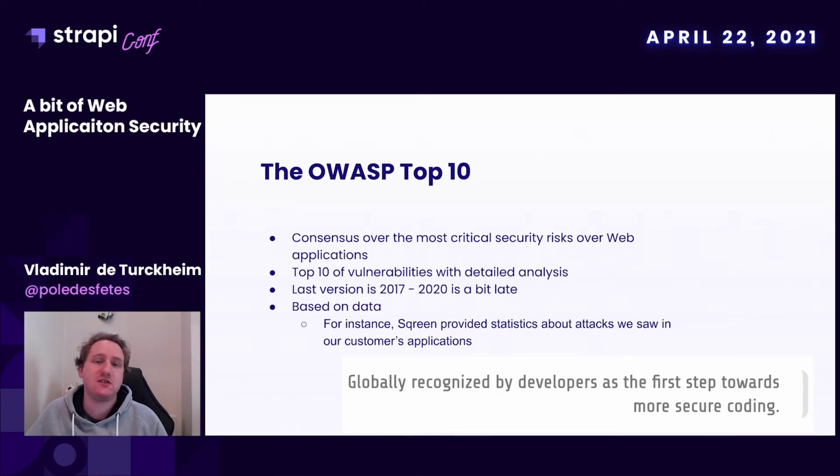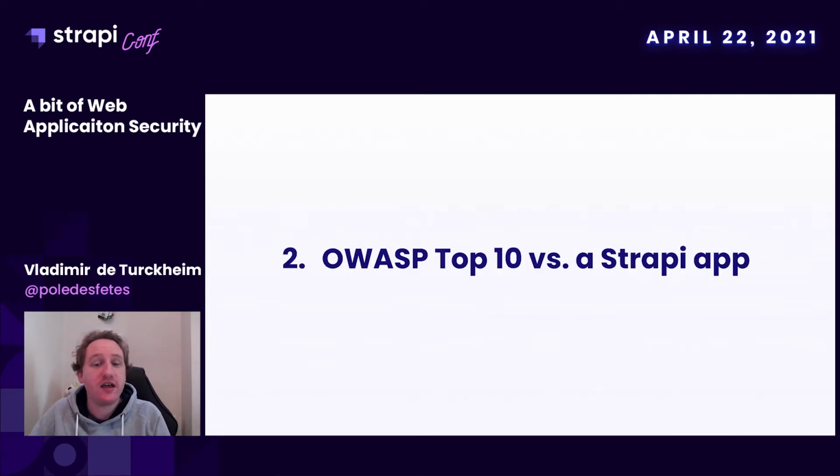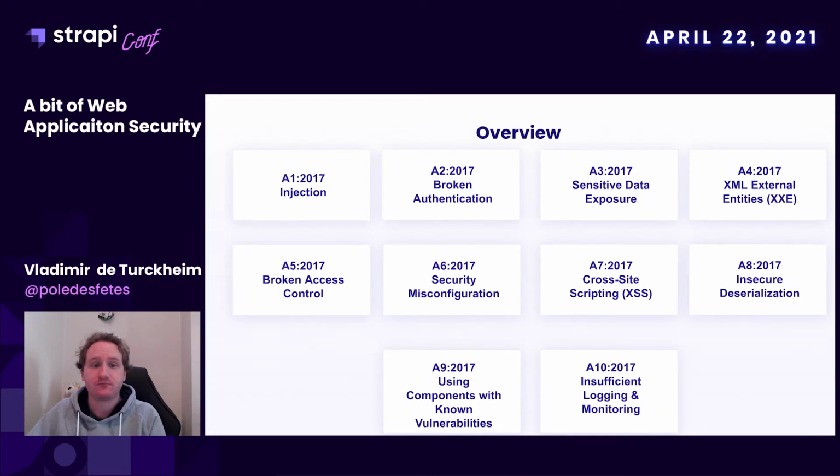And if you master the OWASP Top 10, it doesn't mean that you will never have vulnerabilities. It just means that you are ready for the top 10 most usual and critical vulnerabilities against a web application. So what's inside this top 10? Let's do a YouTube-like video, with top 10 reasons why your application might be pwned by an evil hacker. No, I'm kidding. It's not that bad. Let's go through the top 10 in the context of a Strapi application.